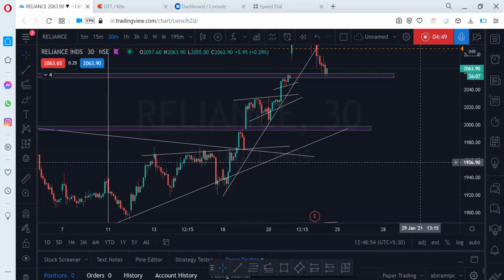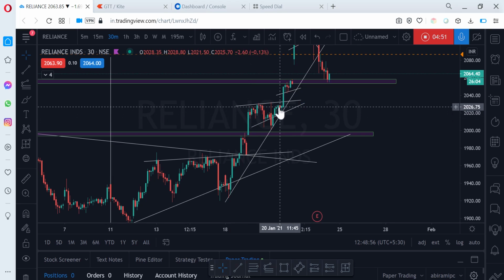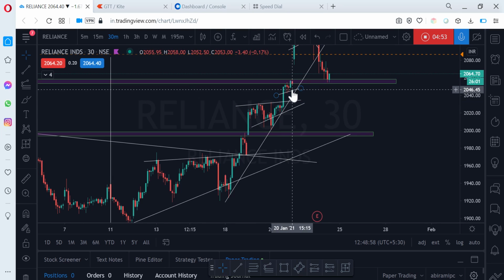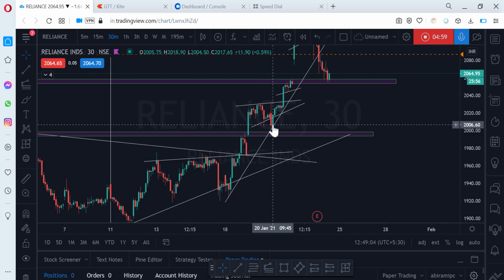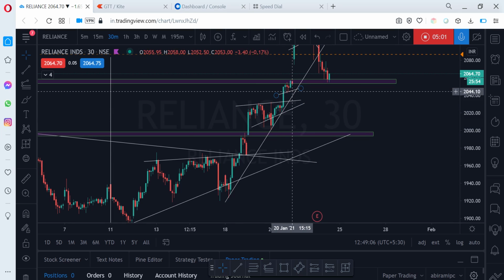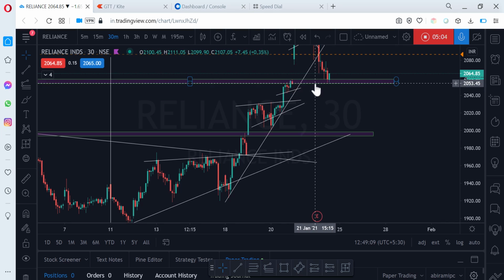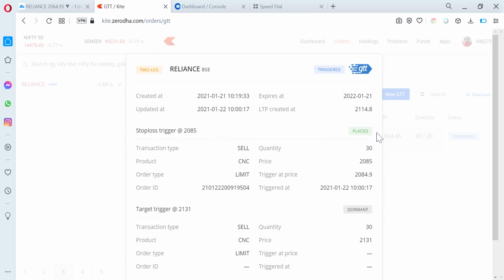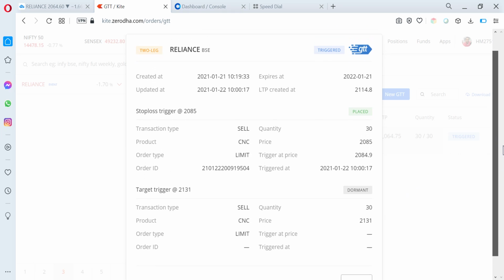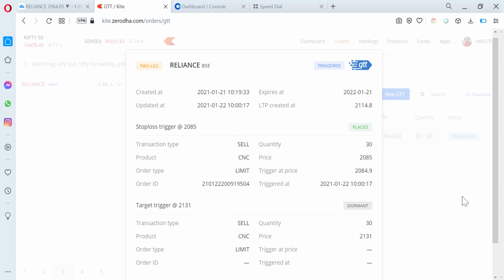So don't get confused. Here I saw another small pattern, and then a small breakout. Like that, I keep on trailing my stop loss higher and higher, and here I altered my stop loss. For the exit strategy, I created a GTT order, a sell order. One order cancels the other; you can find the information here. So the stop loss got triggered and the target became dormant.